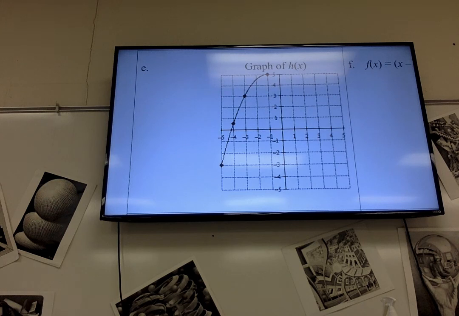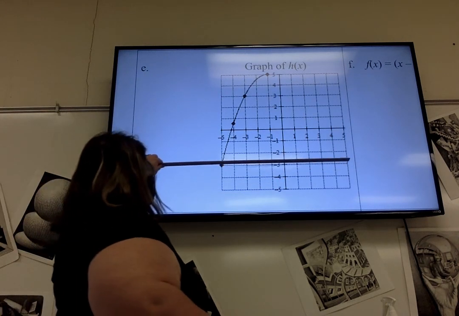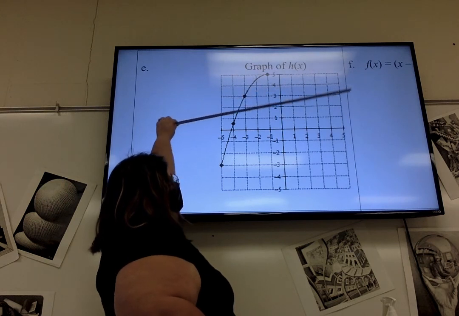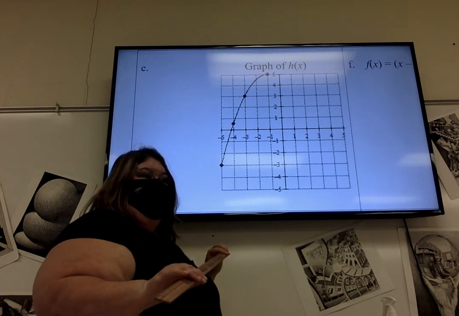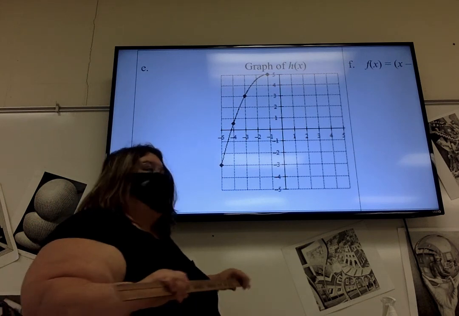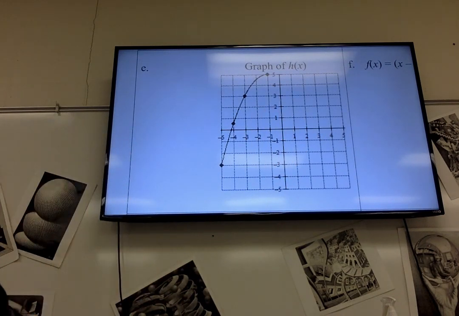Meaning if I take a horizontal line and I cross over the graph, I should only cross 1 point at a time. Nowhere do I cross more than 1 point. So this passes the horizontal line test. So it will have an inverse. So we would say that h of x is 1-to-1 because the graph passes the horizontal line test.